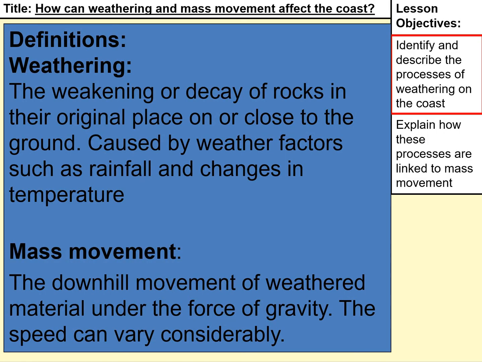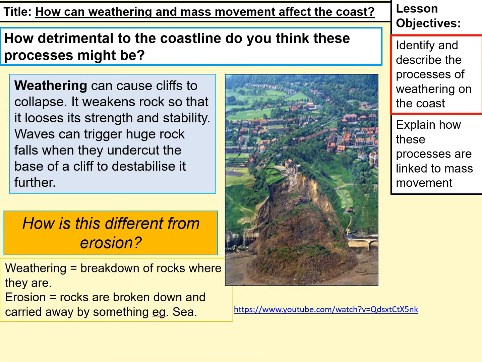So weathering is the weakening or decay of rocks, and that is when they are in situ. So the rock itself isn't actually moving, it's the weather and the conditions around the rock that are actually causing it to weaken. And this leads on to the mass movement. So due to gravity, this is the movement of boulders and weakened rock that will then dislodge from the cliff. So in a second you can pause the video here to watch the short YouTube clip on your PowerPoint.